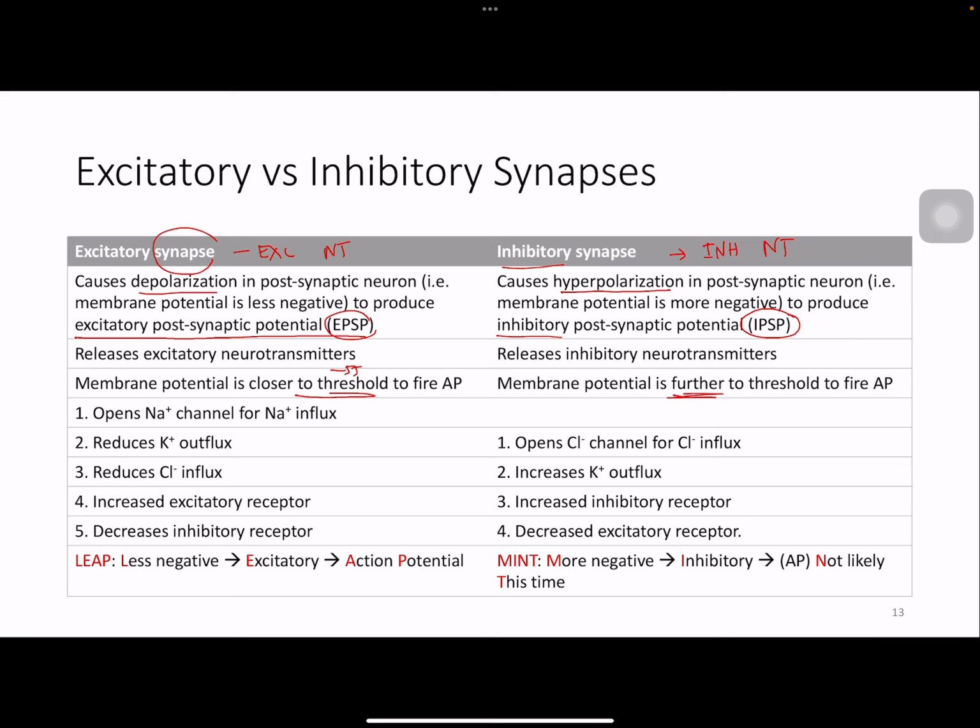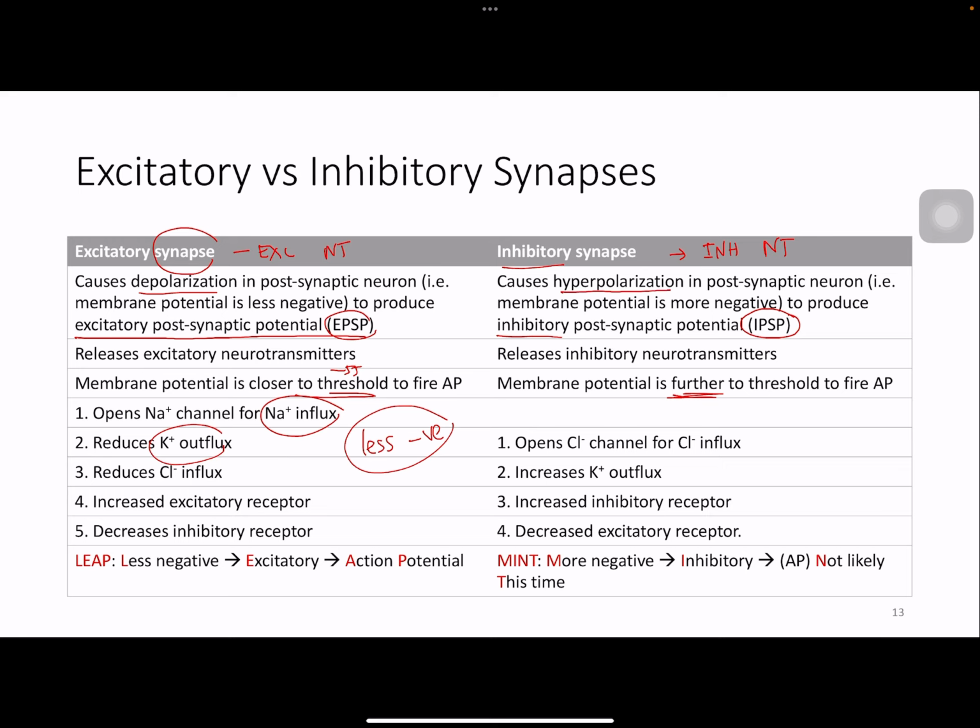So what causes the depolarization? Becoming less negative. Think about it. First, of course, there's sodium influx. How does the sodium come in? When the sodium channel is open. Or it can also reduce potassium outflux.